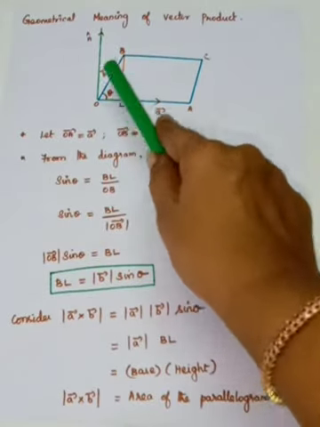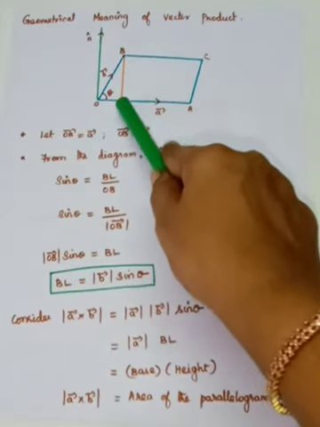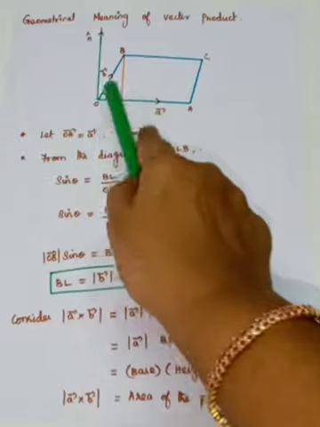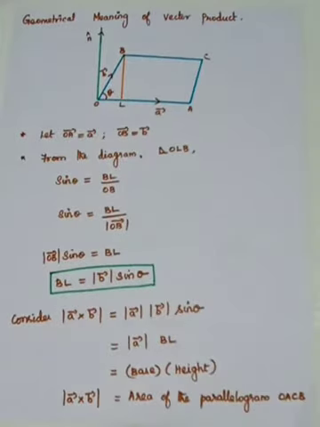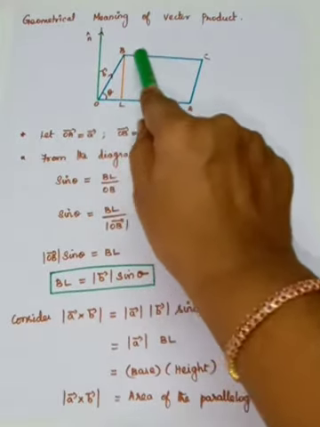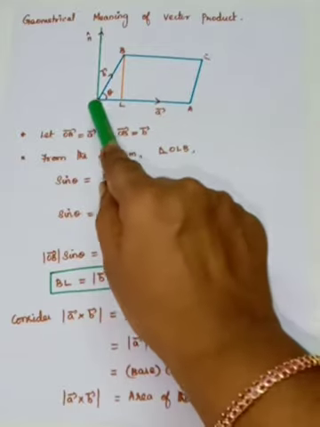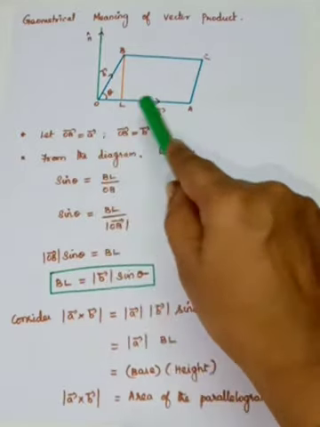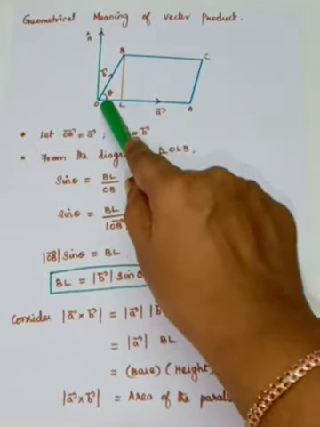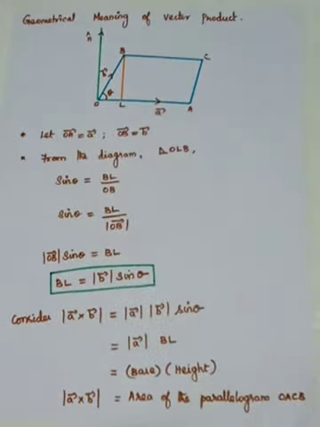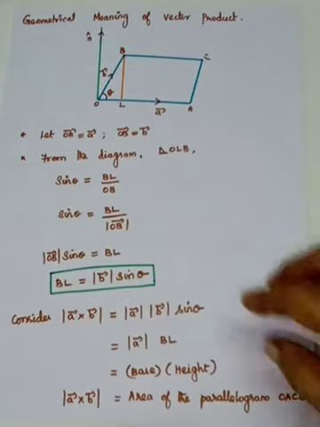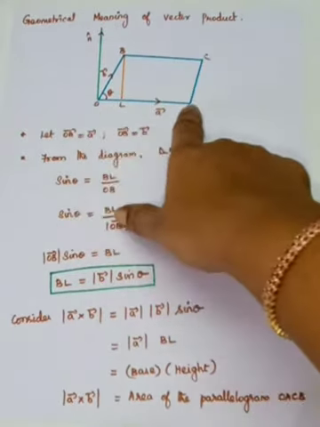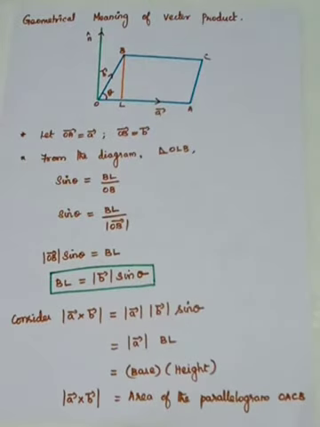It is theta. From B you draw the perpendicular. The foot of the perpendicular is L. Now if you draw the parallelogram OACB, first I have considered two vectors, OA vector and OB vector. The angle between them is theta, and you draw the parallelogram using OA and OB as adjacent sides.